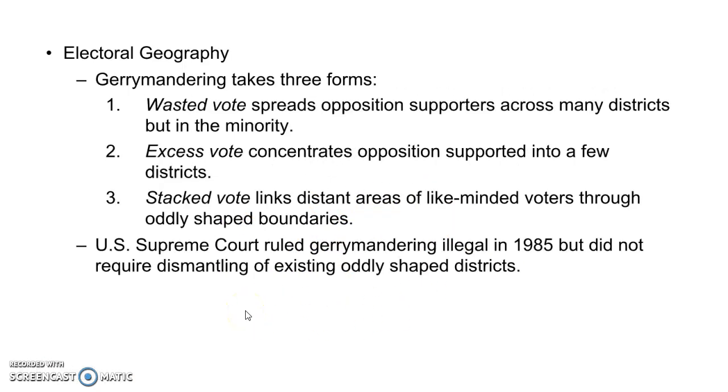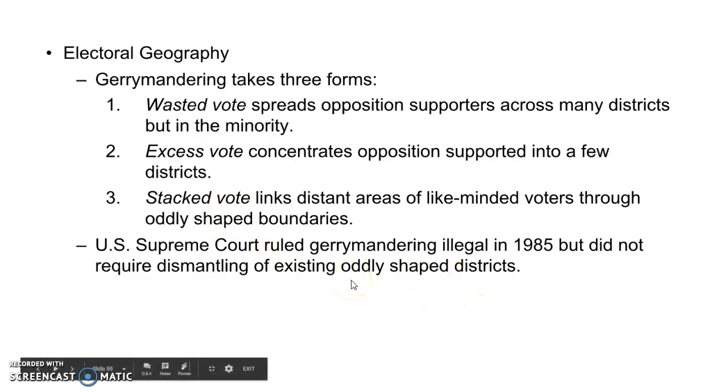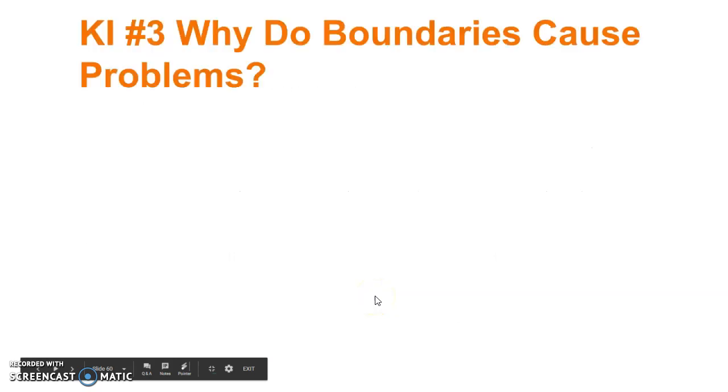All right. Three types of gerrymandering: wasted vote, excess vote, and stacked vote. Definitely know the difference between these three. I do plan on having these on the test. The U.S. Supreme Court ruled gerrymandering illegal in 1985, but did not require dismantling of existing oddly shaped districts. Like we talked about in class, this is unconstitutional. It is illegal. We can't do this. However, there are loopholes, and people are able to draw these oddly shaped districts and make it happen.